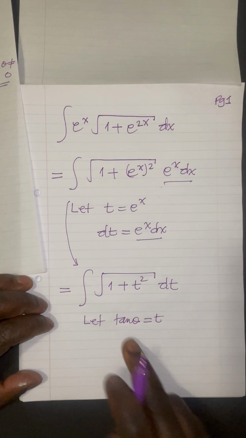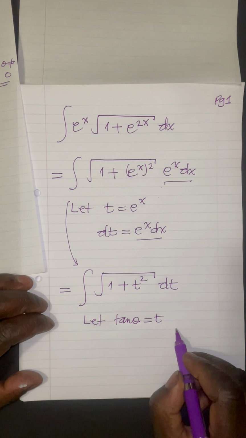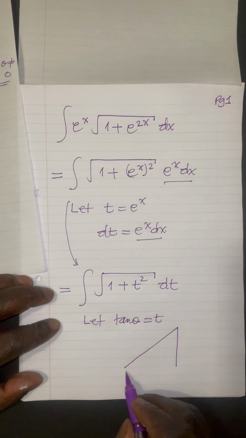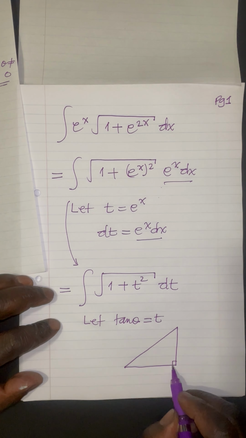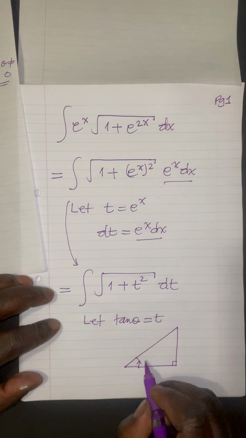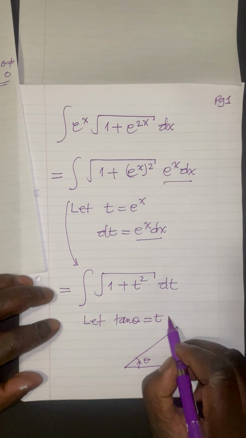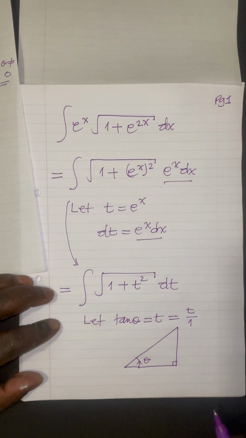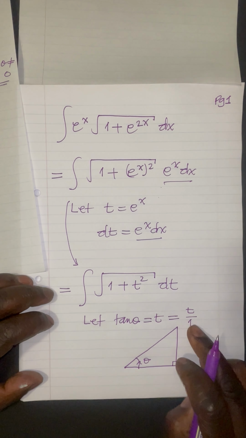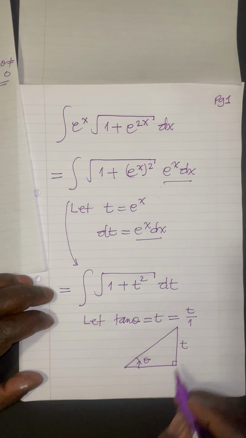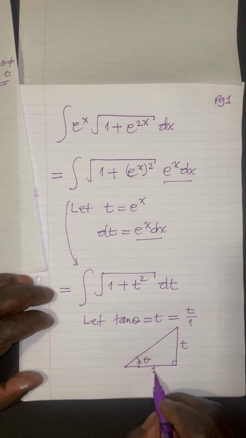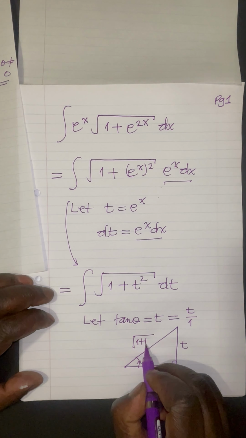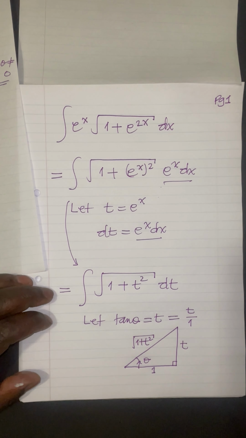Remember, when we use trig substitution, you must immediately draw your triangle because you're going to need it. So we have a right angle triangle here, and our theta is defined as this angle here. And remember, tangent is the opposite side over the adjacent side. So it has to be written as t over 1, which means my opposite side is this one, the adjacent side is that one. By Pythagoras theorem, this one should be the square root of 1 plus t squared. You'll agree with me that that's the case.